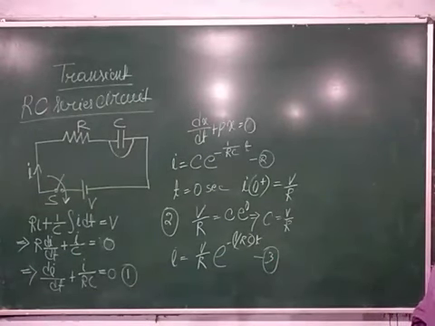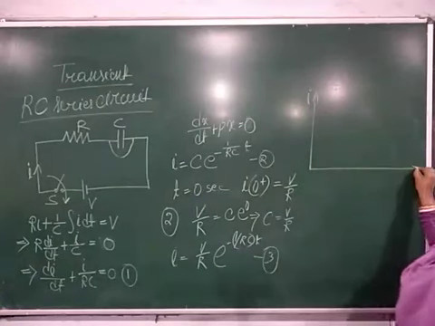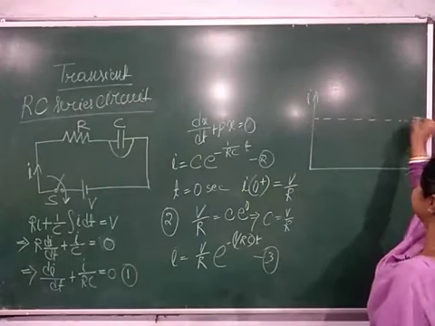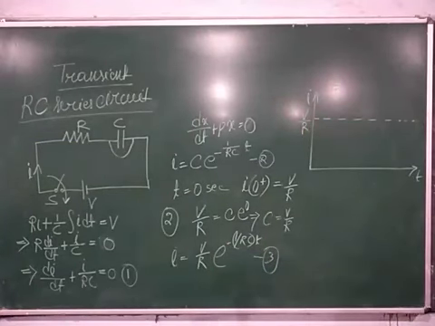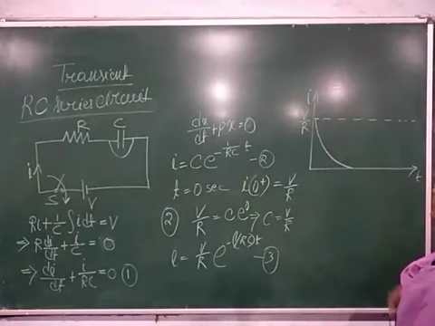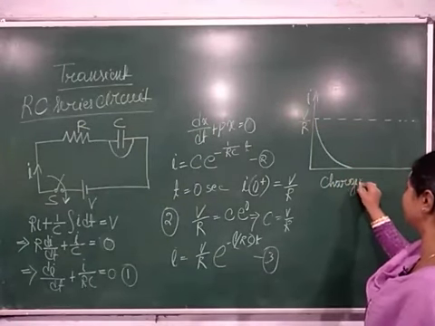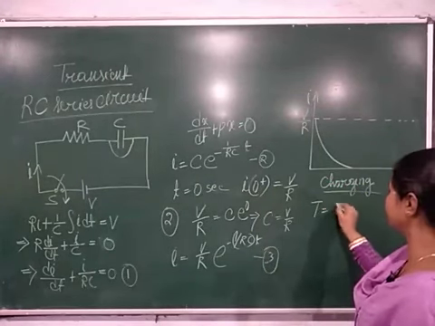Equation 3 represents the output response, or the current response, of the RC series circuit. And it is very clear that the nature of the curve is decaying. Suppose this is the current, in the y-axis I take current, in the x-axis time, and this point is RC.